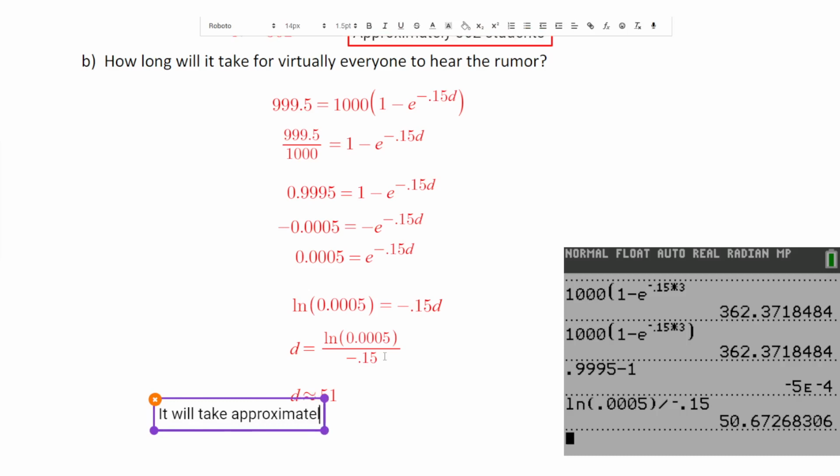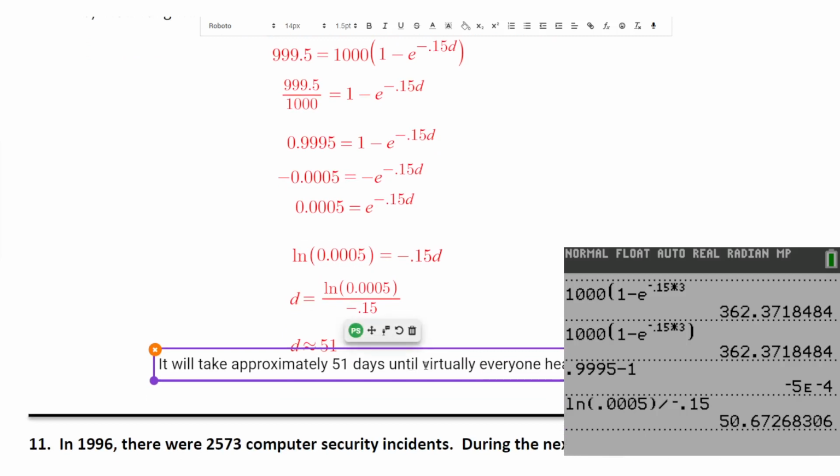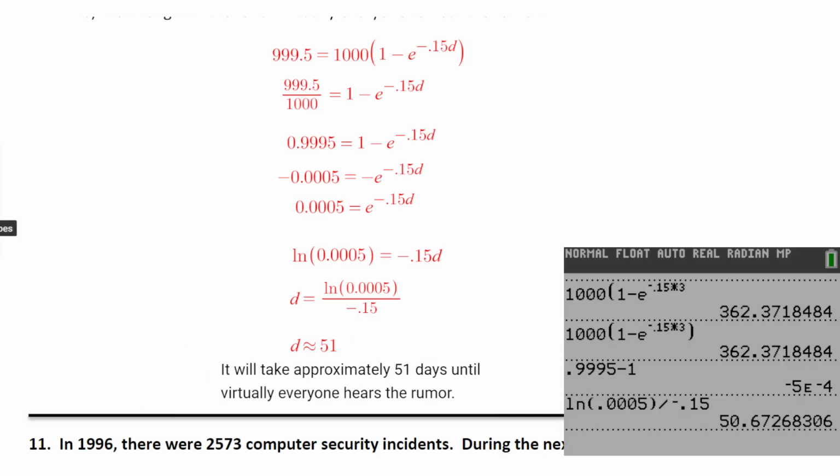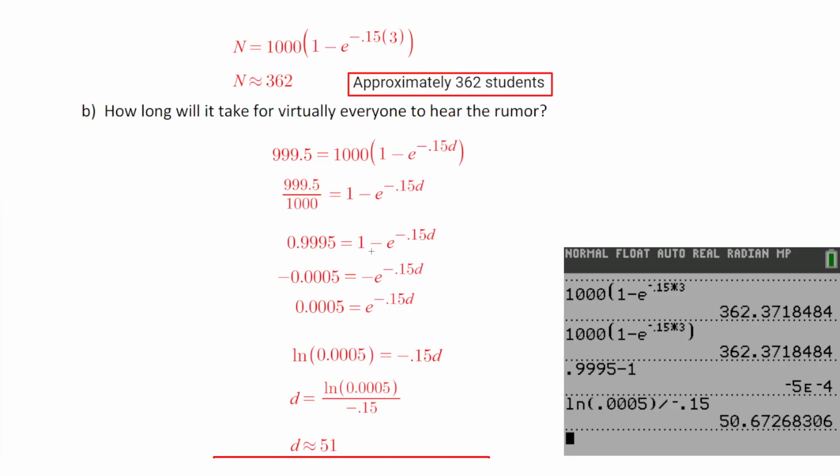approximately 51 days until everyone hears the rumor. I guess I should say virtually because we are rounding here, so there's a little bit of wiggle room. And there's our answer. This one's kind of weird. This whole virtually everyone thing is a little bit vague here. I'm kind of interpreting what that means.